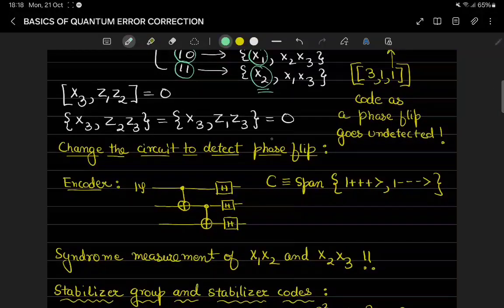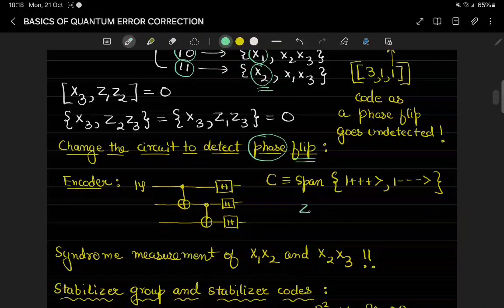Now how can I detect phase flips? For this we can use a simple trick, which is that a phase flip is like a bit flip but in the plus-minus basis, because application of Z to the plus state gives us a flip to the minus state, and Z to the minus state gives the plus state.